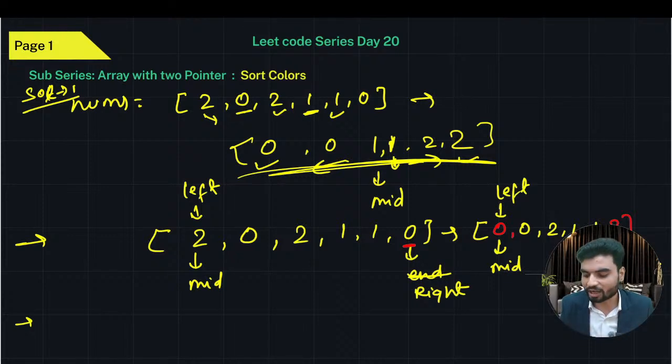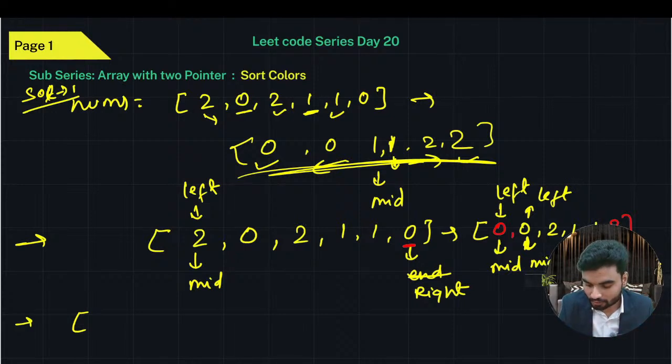Yes or no? Again you will compare the value of mid. What do you have at mid? You have 0. If you have 0, we want to keep 0 at left. If you have 0 at the left pointer, then your mid should increase and your left should increase also. Yes or no? So your left should come here, because in left we have 0 now, and your mid should also come here. Now again we'll compare this value. Again we have 0.